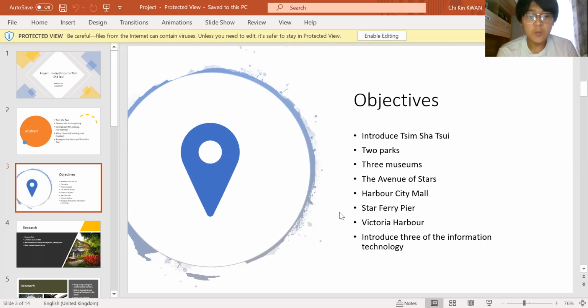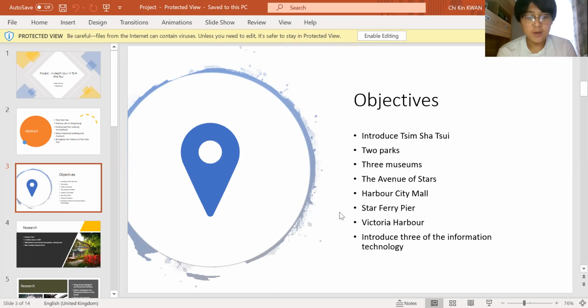I will introduce some famous buildings such as the Hong Kong Science Museum, the Hong Kong Museum of Art, and the Hong Kong Space Museum. Also, I will introduce two parks in Tsim Sha Tsui. They are the Hong Kong Zoological and Botanical Gardens and Kowloon Park. Besides, there are some famous sites in Tsim Sha Tsui, for instance, the Avenue of Stars and the Harbour City Mall. They can walk and shop there.